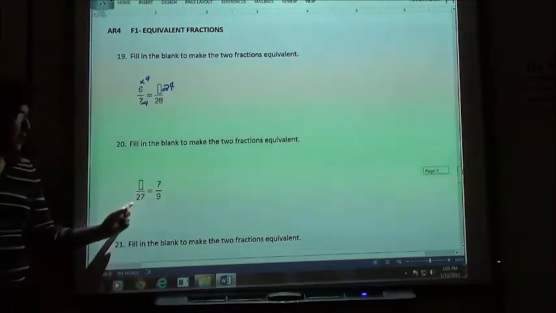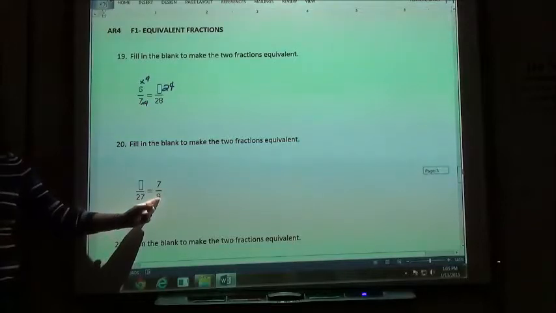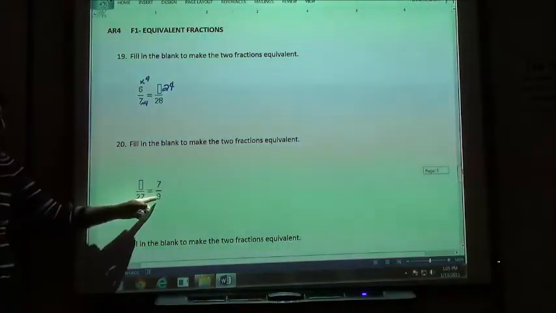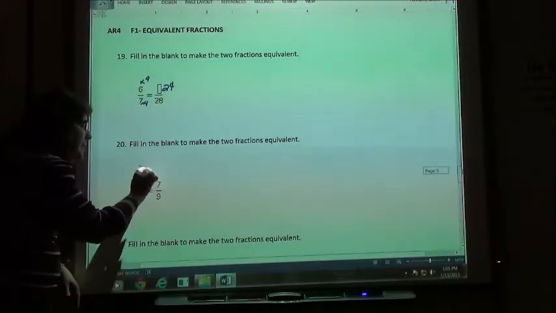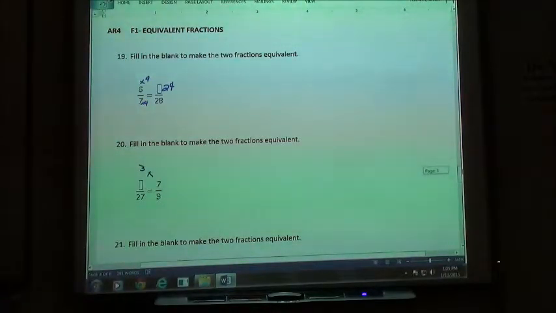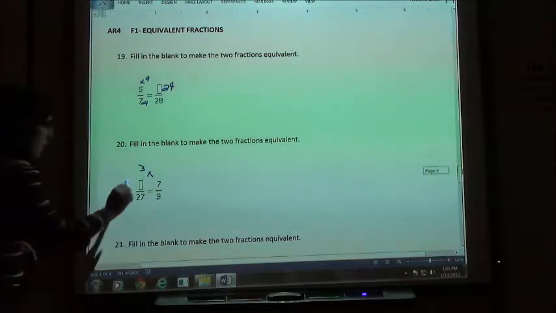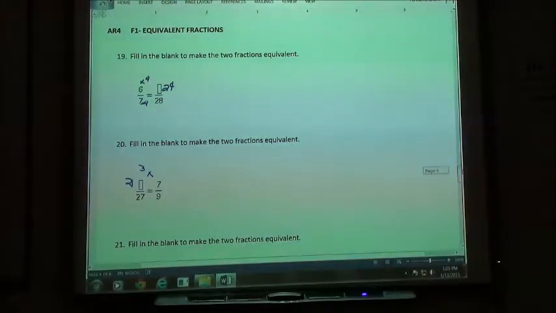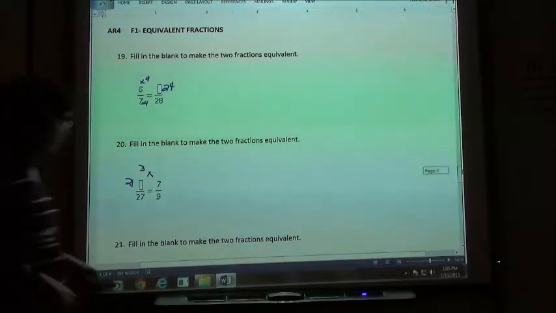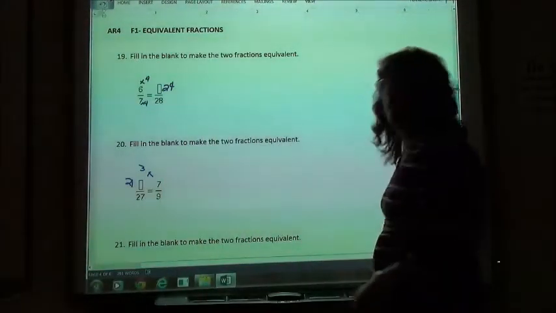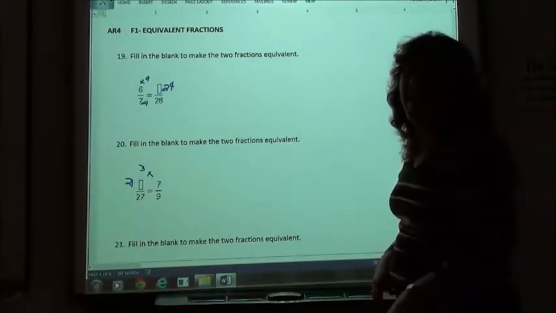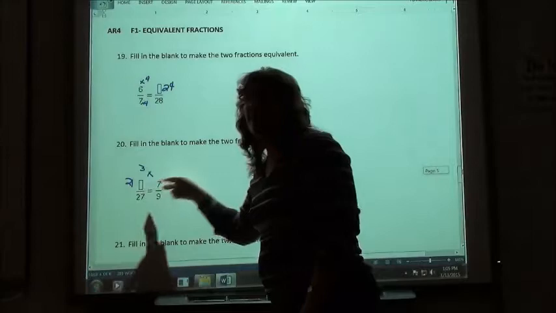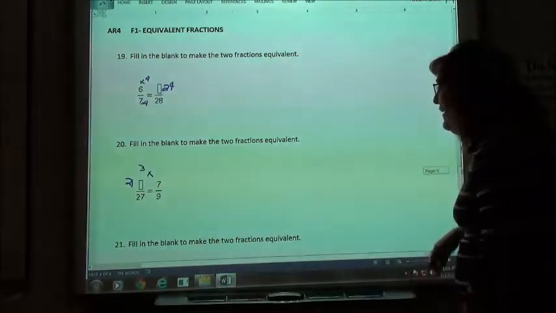Now this one they wrote the other way around, but that's okay. We know really that this is a smaller number. We got to make it the bigger number. What do we have to take times 9 to get 27? 3. So that means we're going to take the 7 on top, also times 3, which would be 21. So 7/9 is equivalent to 21/27. Is it okay to do the cross multiply and then divide that by... You could. With these bigger numbers, that would be more work, but it would work.